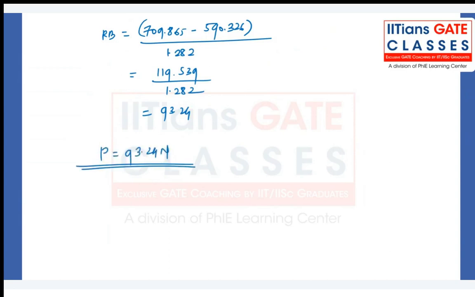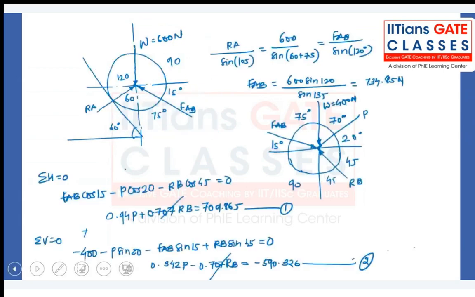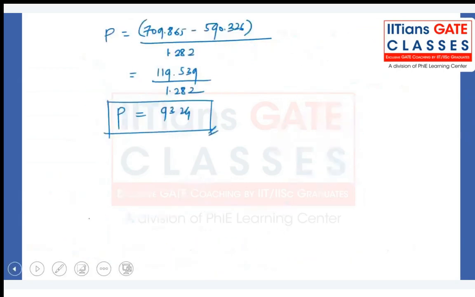Oh, sorry, no, this is force P itself, because RB is cancelled. Yes, sorry, this is force P itself, because the RB term we cancelled, so the P is what we are calculating. 93.24 Newton is the correct answer.